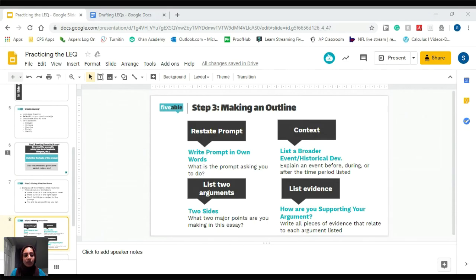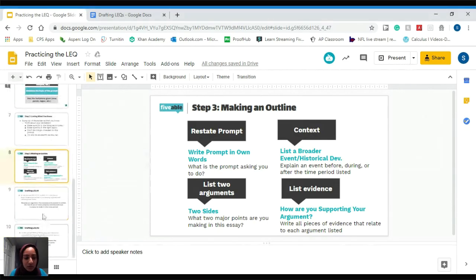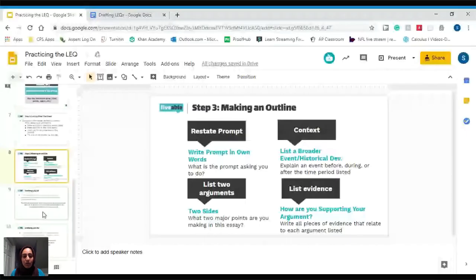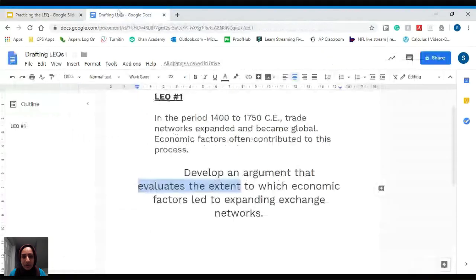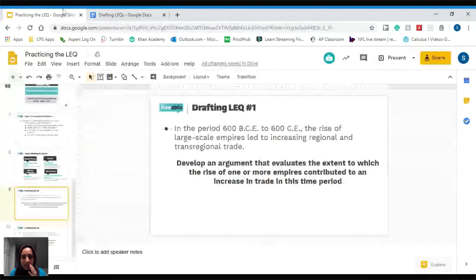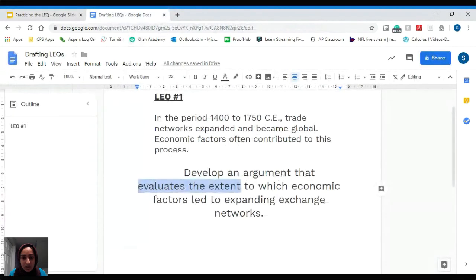If there are no questions, then I will start drafting an LEQ with you guys so you can actually see how the process works. I have a Google Doc here. I don't know if you guys want me to link it. It doesn't look like many people are on the prompt or the slides, so I'm probably going to link the document. I have the first LEQ. Oops, that's the second LEQ.